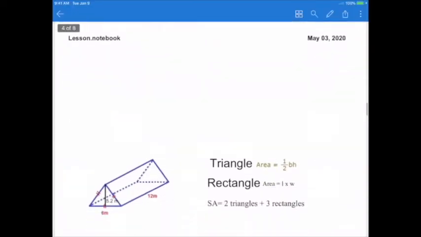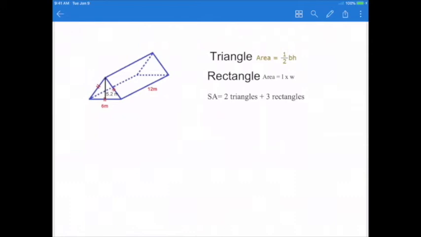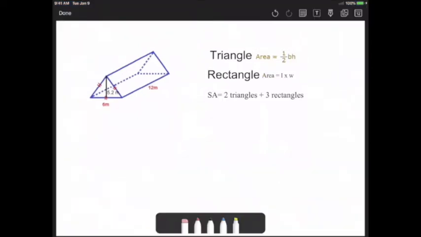Okay, so next, let's go over the surface area for it. The area of a triangle is 1/2 times the base times the height. A rectangle is length times width. So what we're going to be doing is figuring out the area for two triangles, and the reason why there's two is because there's two bases, 1, 2. And then we're going to add in the three rectangles. There's going to be three rectangles because there's a triangle here, so that means there's three rectangles connected.